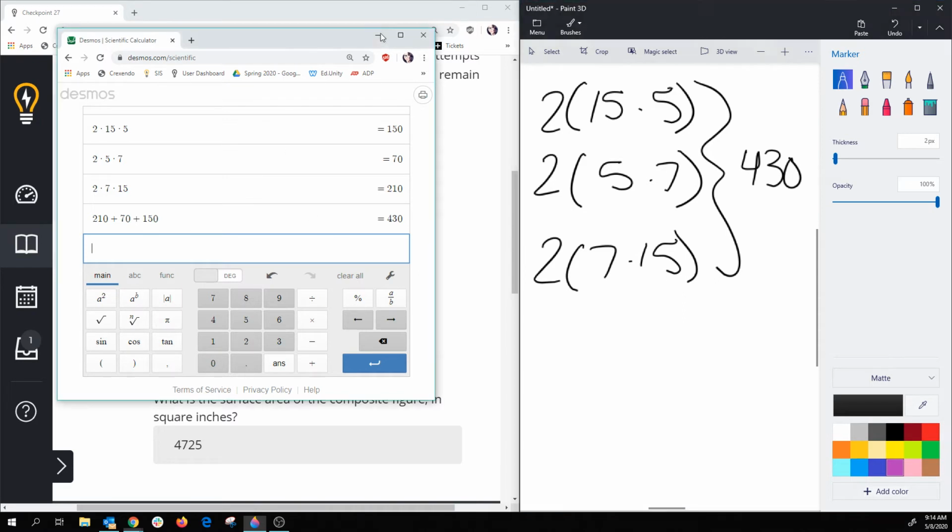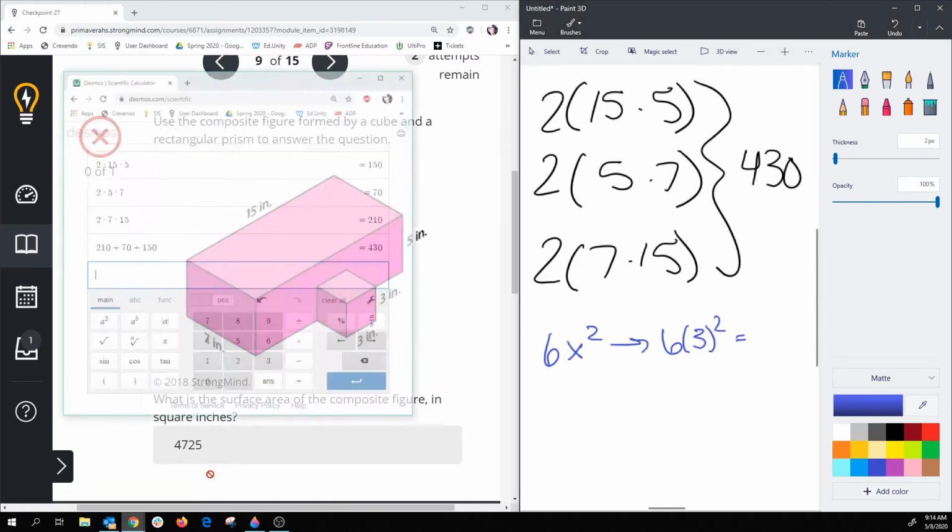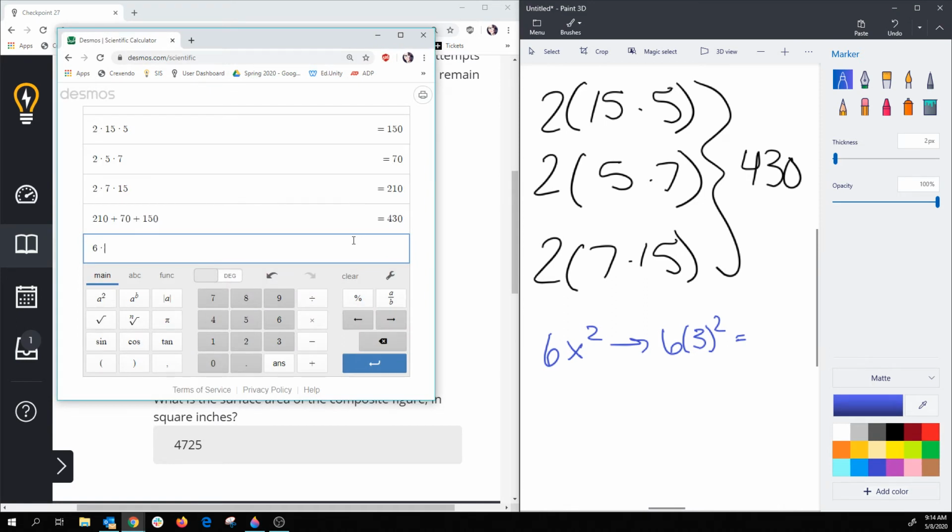And then that small cube has a side of 3 inches, right? Remember that formula we just did where I would have 6x squared? Since my sides here are 3, I'm going to substitute that 3 in for x. So I'd have 6 times 3 squared, and that gives me 54.